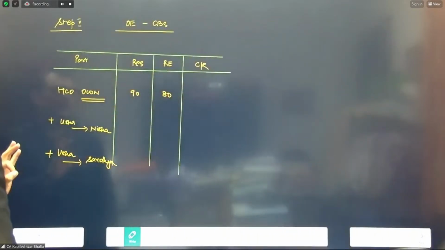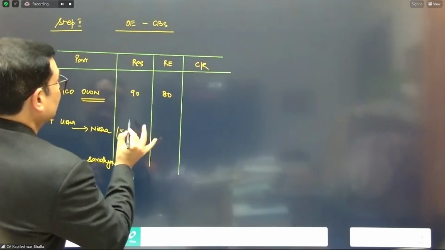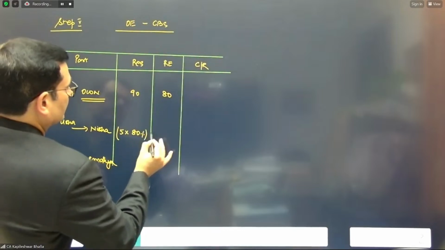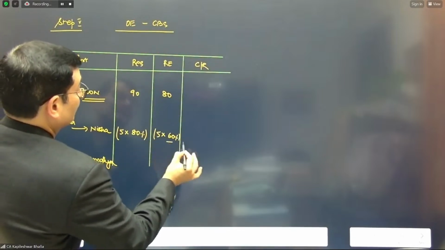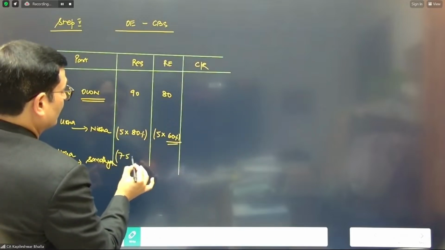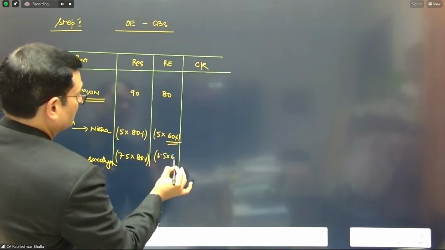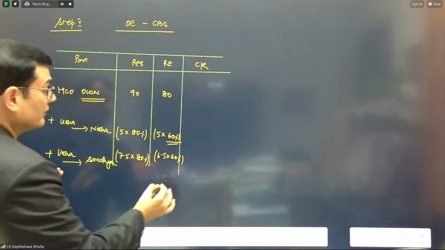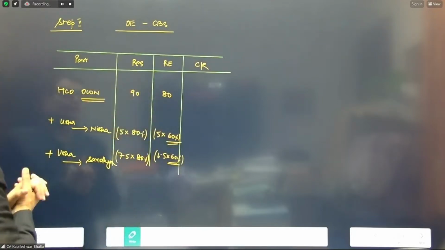So we can say Usha in Nisha in terms of reserve, this was 5 lakhs into the share of the parent, 80. This is also 5 lakhs and the share of the parent is 60 effectively. And in terms of this, it is 7.5 into 80, and this was 6.5 into the effective percentage, 60. So be careful when you're considering the share in post-acquisition effective percentages.